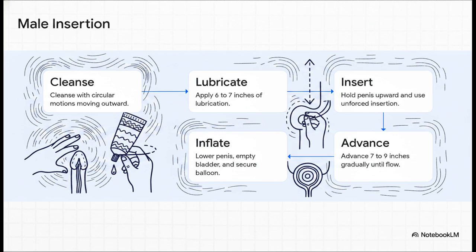The sheer length of the male urethra makes it super vulnerable. If you make sudden movements or try to force it against resistance, you can cause severe, lasting injury to the urethral tract. Once the bladder is empty, you gently lower the penis, secure the catheter, and inflate your anchor balloon.